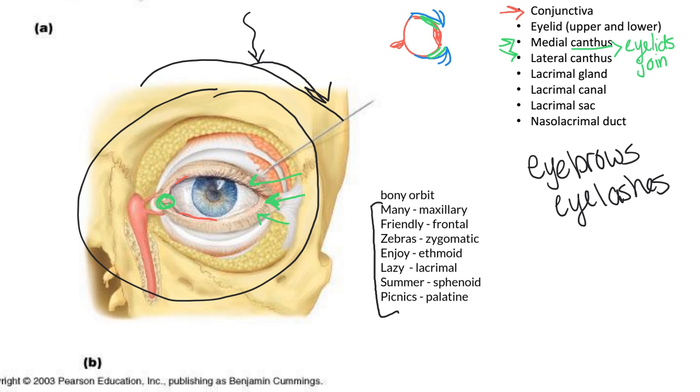All right, so next we have the things associated with tears, and that is this whole section right here with our lacrimal gland, canal, sac, and nasolacrimal duct. So let's talk real quick about what they do.